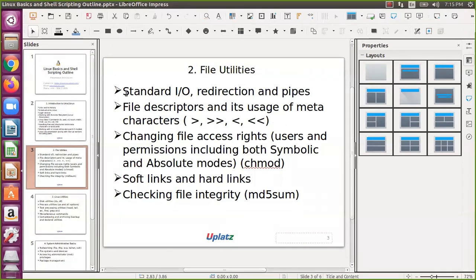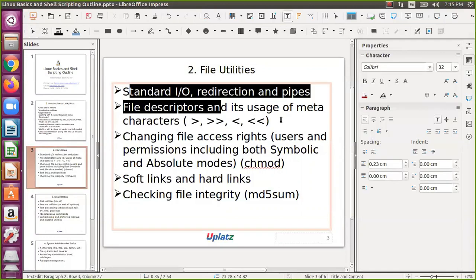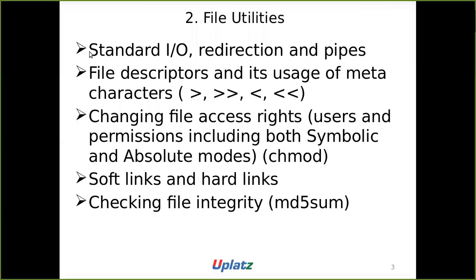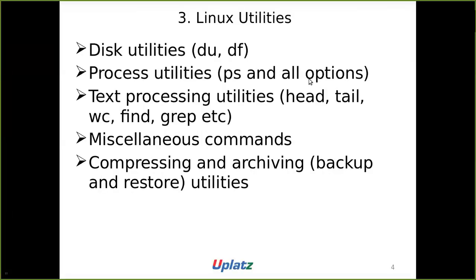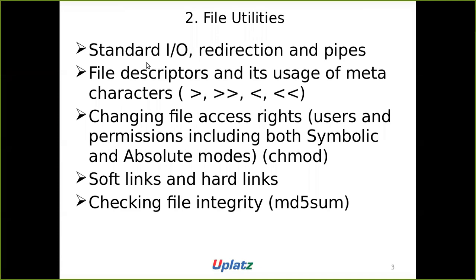In file utilities, mostly we'll be seeing standard IO, redirection, and pipes. In that, you will be using these descriptors, which are called the meta characters. We have seen star and question mark. Apart from that, you have these meta characters, and this other one is missing, the triple less than. We'll see that in this particular session: standard IO, redirection, and pipes.